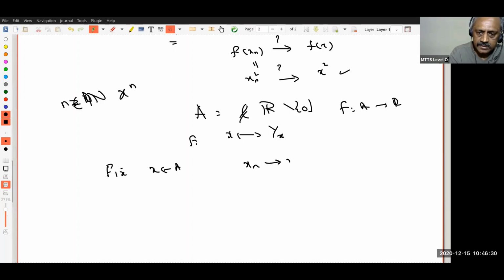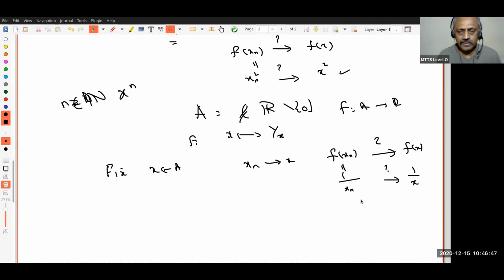Let xn converge to x. Now notice that the xn's are here in A. Therefore, none of them is 0. Therefore f(xn) makes sense. I have to check whether it converges to f(x). But what is f(xn)? It's 1 upon xn. What is f(x)? 1 upon x. I want to know whether it converges.